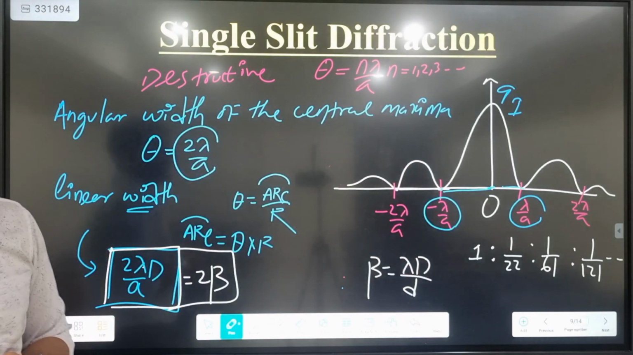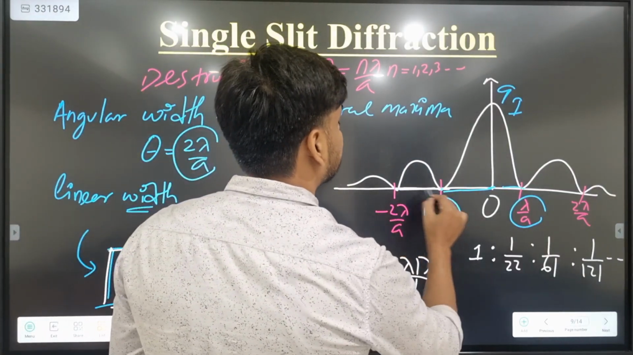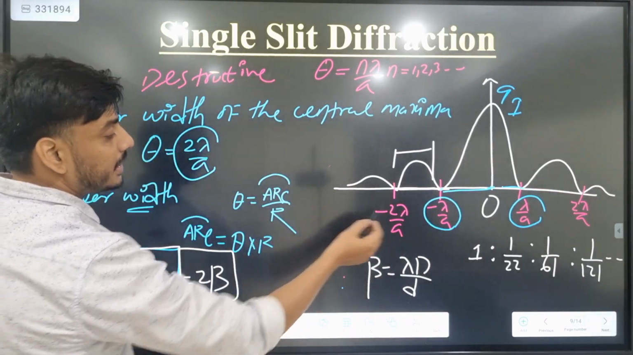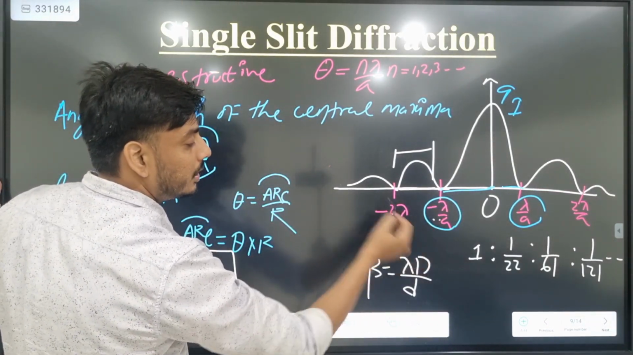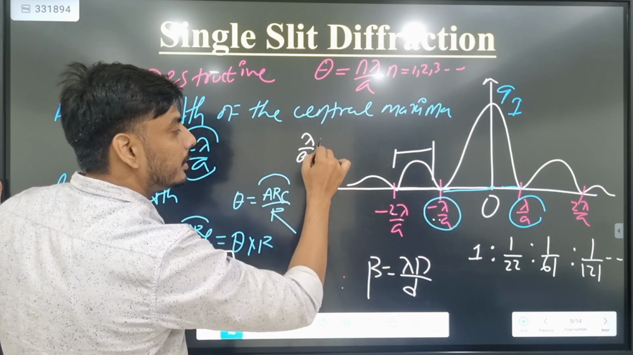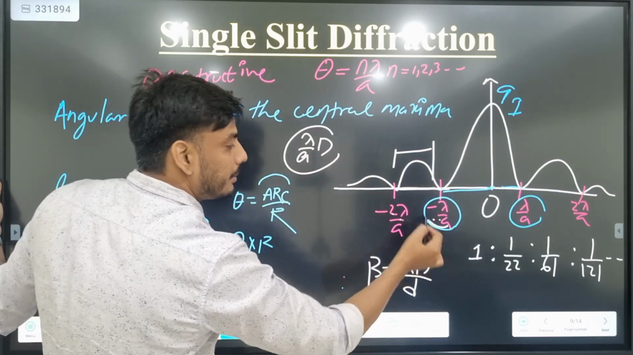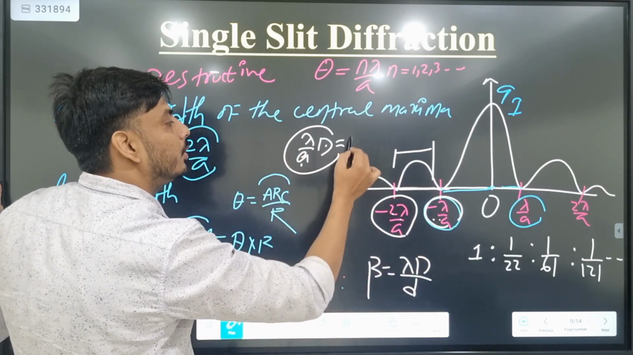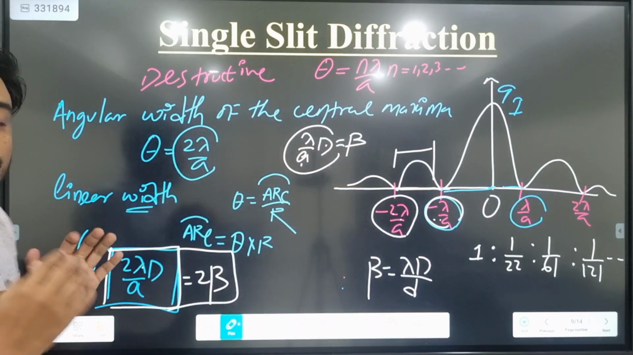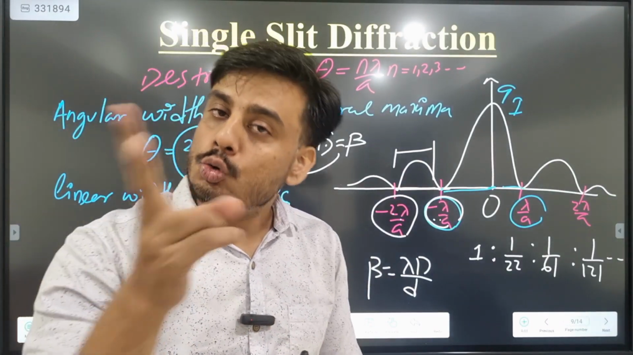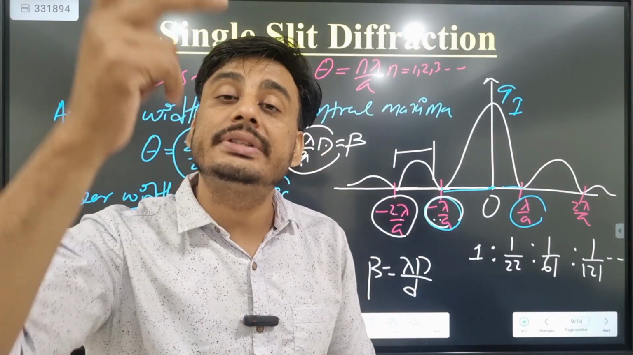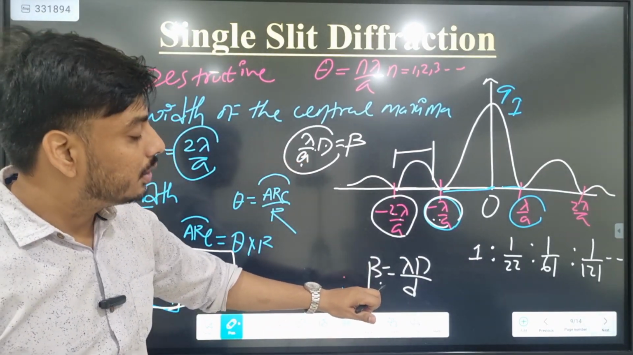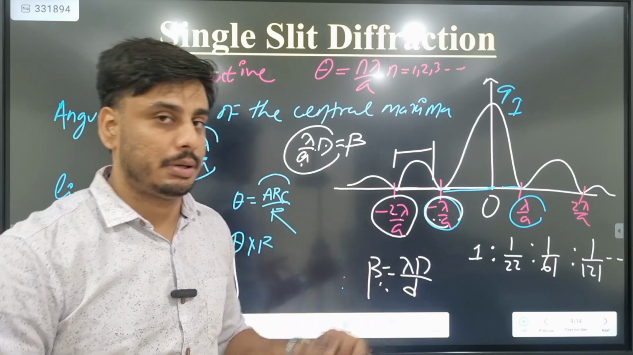Now we are going to calculate the width of the secondary maxima. What is this width? You can see the angle difference is lambda by a, and the distance is D. This is lambda by a, this is 2 lambda by a, so the difference is lambda by a, and this is equal to beta. So the width of the central maxima is 2 times the width of the secondary maxima, and the secondary maxima width is the same as the fringe width in Young's double slit experiment.